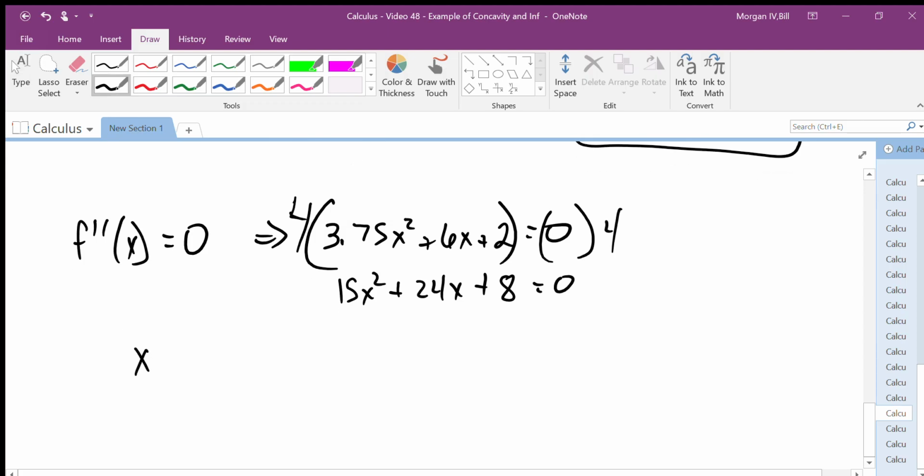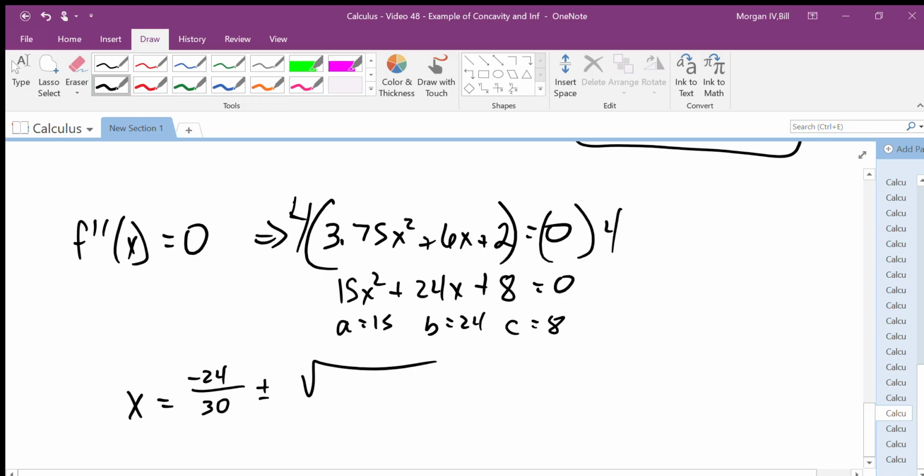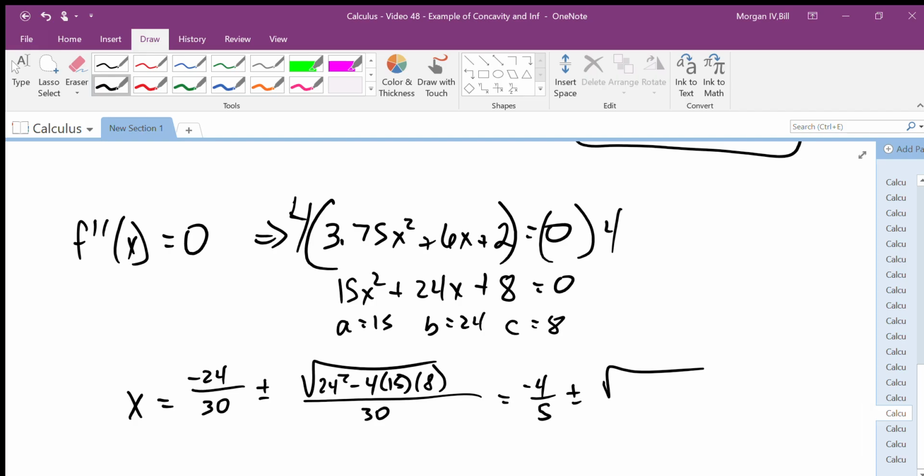Alright, so we get x is equal to, my a value is 15, my b is 24, my c is 8, and with the quadratic formula, x is equal to negative b over 2a plus or minus the square root of b squared minus 4ac over 2a. Alright, so negative 24 over 30, those both divide by 6. That's negative 4/5 there. Plus or minus square root of 24 squared minus 4 times 15 times 8 is 96, over 30.